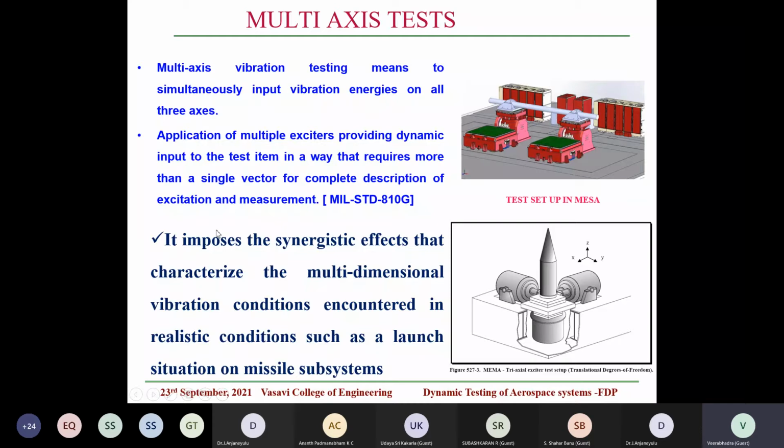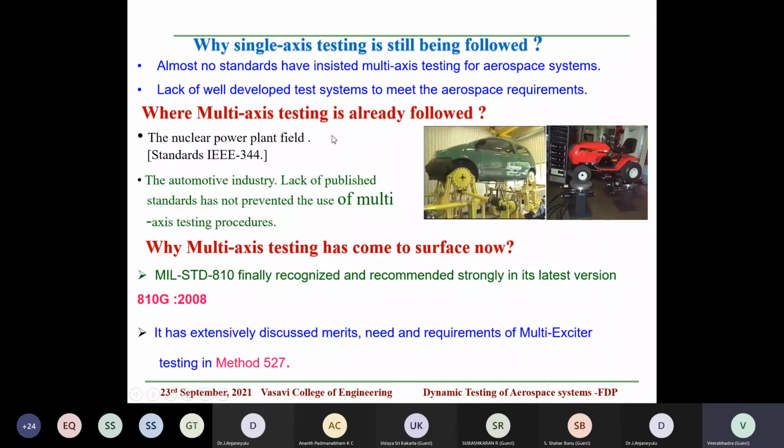But why was single axis followed in the aerospace industry up to now and not before? Because earlier, say up to 2008, there was no standard. In 2008, one standard has come for multi-axis. Whereas in the automobile industry, right from the 1970s, they have been following 6-axis motion simulators, 4-axis motion simulators, 2-axis motion simulators, due to available test equipments and test standards.